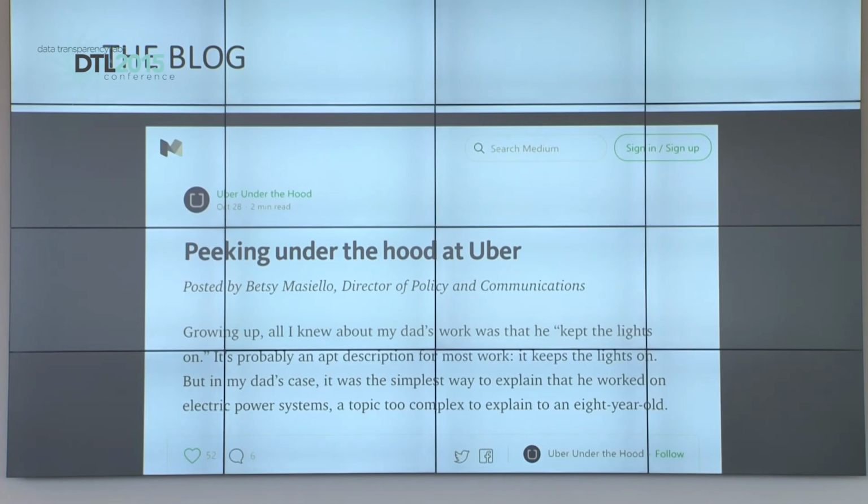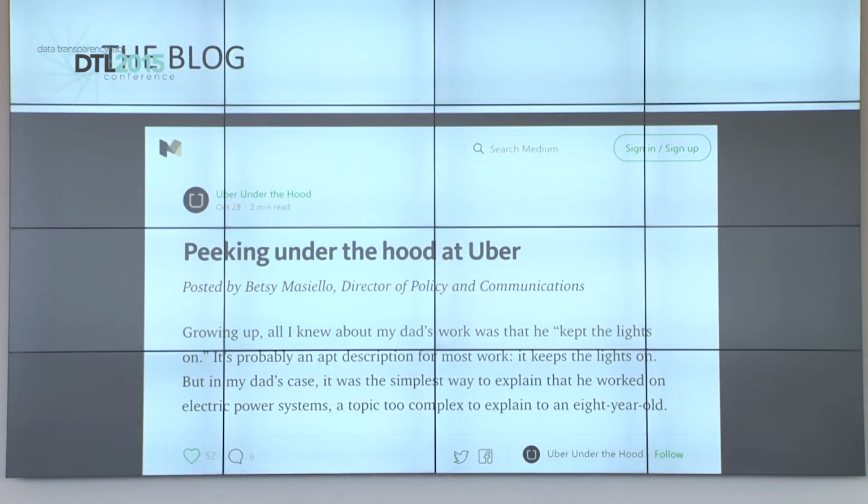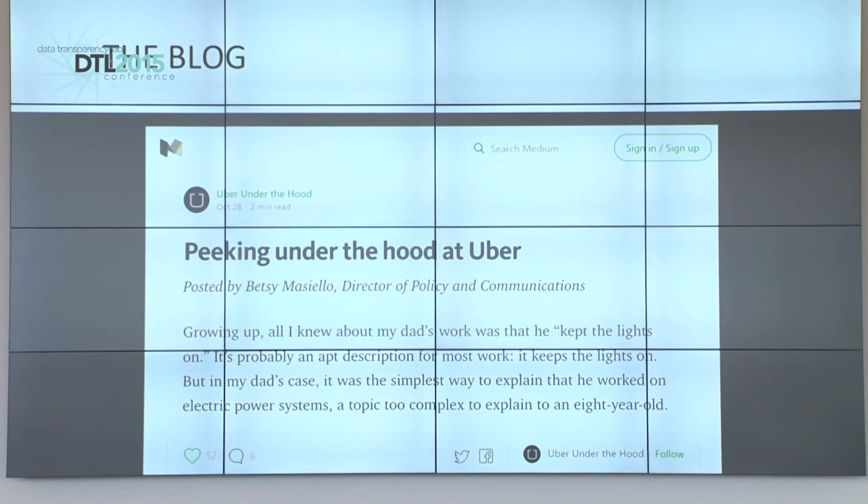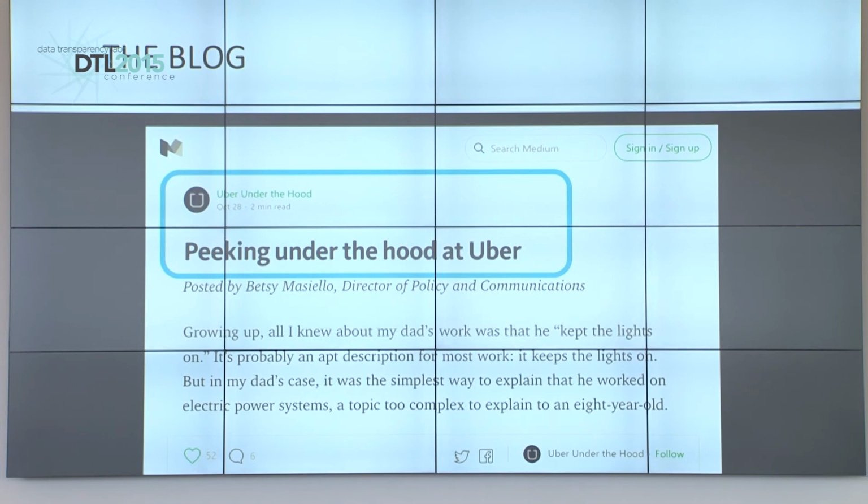Finally, on the day that our paper was published, Uber announced a new transparency blog, which is great, right? We want to promote transparency. This is having the intended effect. In fact, the title of their blog is almost exactly the same as the title of our paper, which is great.